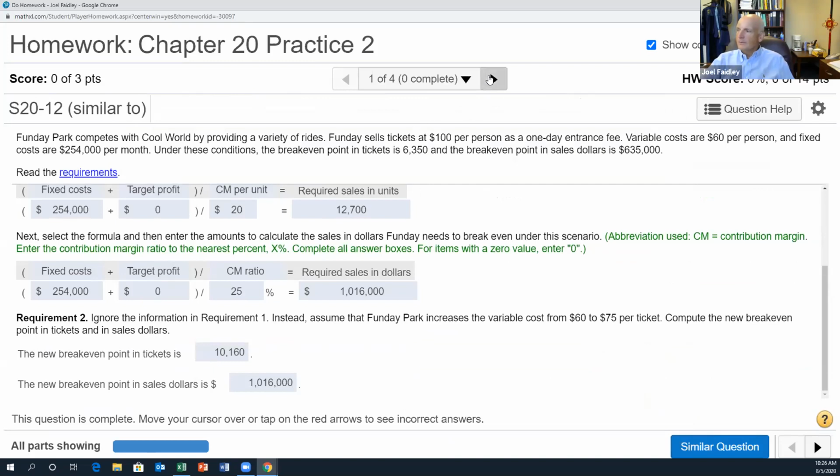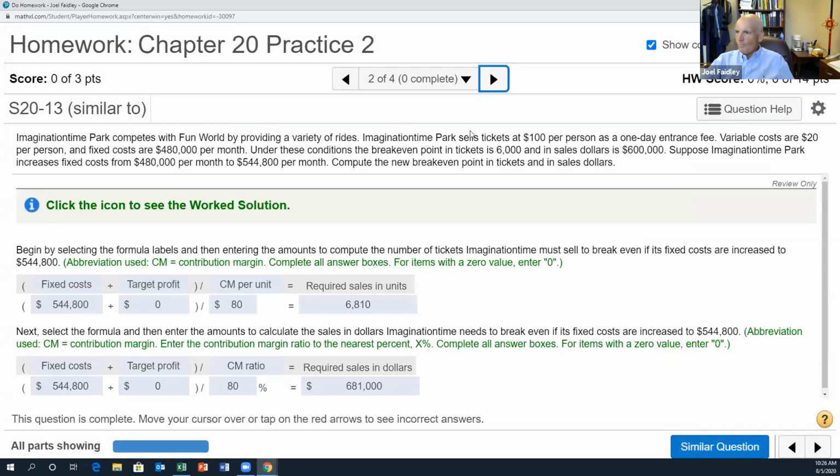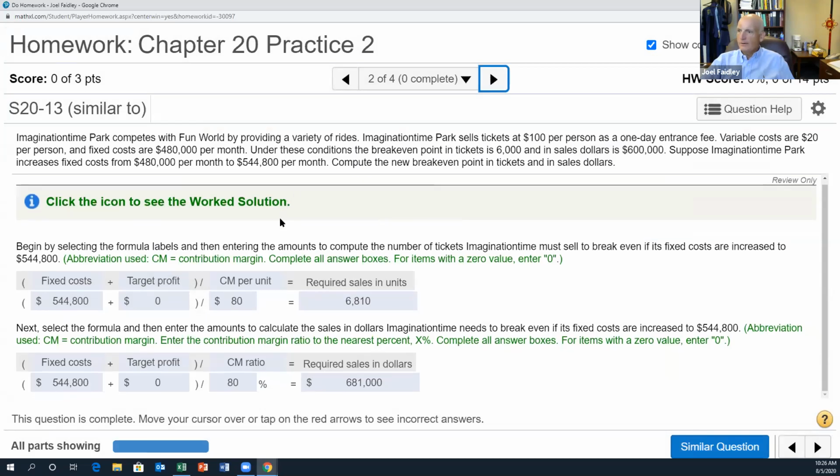All right, number 2. In this what if scenario, imagine the theme park sells tickets at $100 per person as a 1-day entrance fee. Variable costs are $20. There it is, 544,800 divided by 80. I love how they use these formulas here. Target profit, they put in the same formula as fixed cost, because that's what a target profit is. You're just asking, what cost do you have to cover to reach your objective?